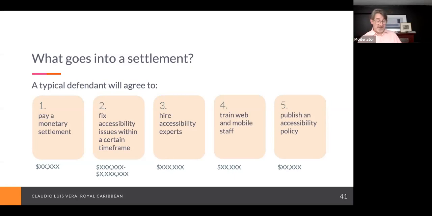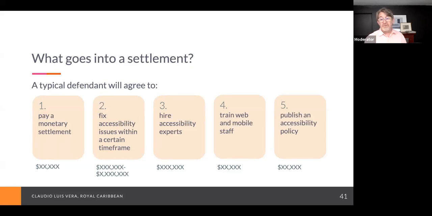The settlement's going to say you need to hire accessibility experts. So chances are you're either going to bring somebody in-house full-time, or you're going to hire somebody from the big accessibility consulting firms. These guys are growing fantastically. Even in spite of this big recession that we have, they're still hiring. So there's enough work to go around for those accessibility experts. The other thing is you're going to train your web and mobile staff.